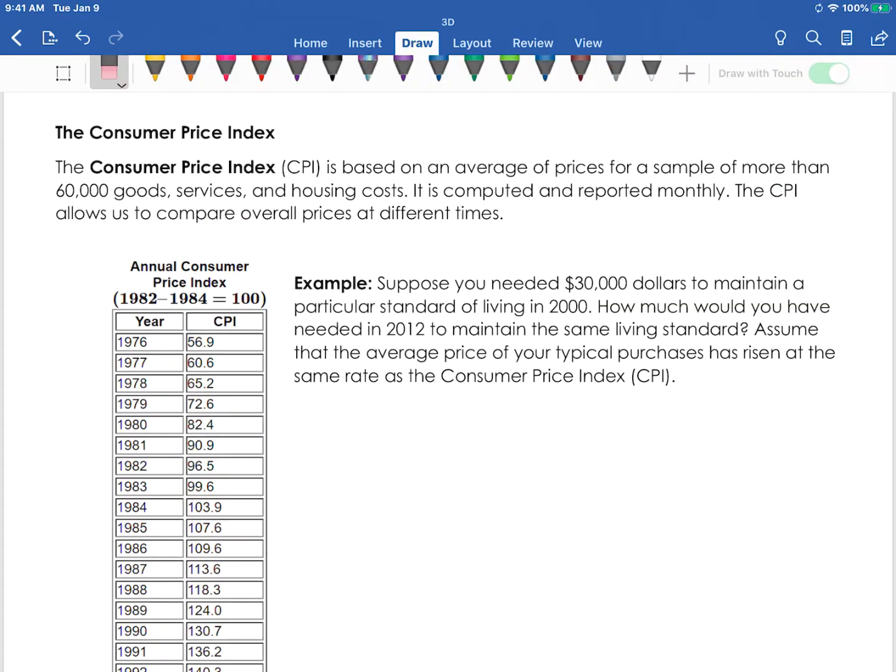Okay, now we're going to talk specifically about the Consumer Price Index. Now, as I said before, the Consumer Price Index is like an average of prices based on a whole bunch of services and products that people purchase. Now, if you look up the CPI online, they have monthly CPI values. Like as it changes every month, they update it online. The chart that's here in front of us is based on an entire year. These are the annual CPIs.